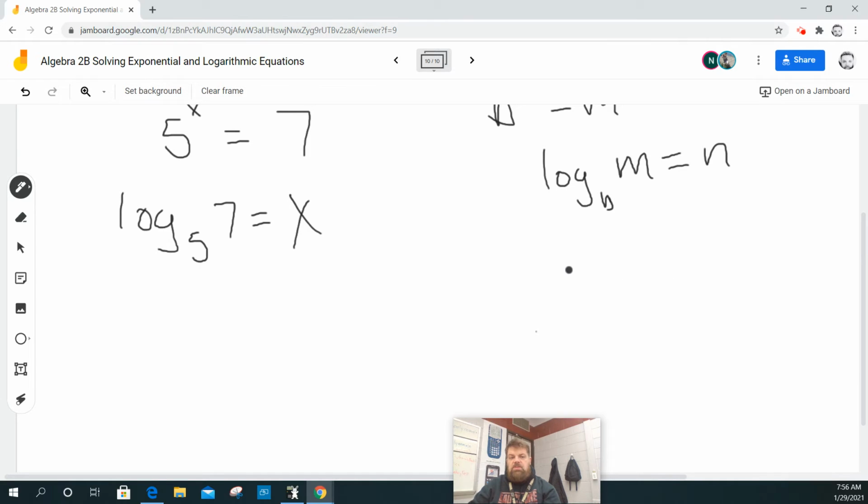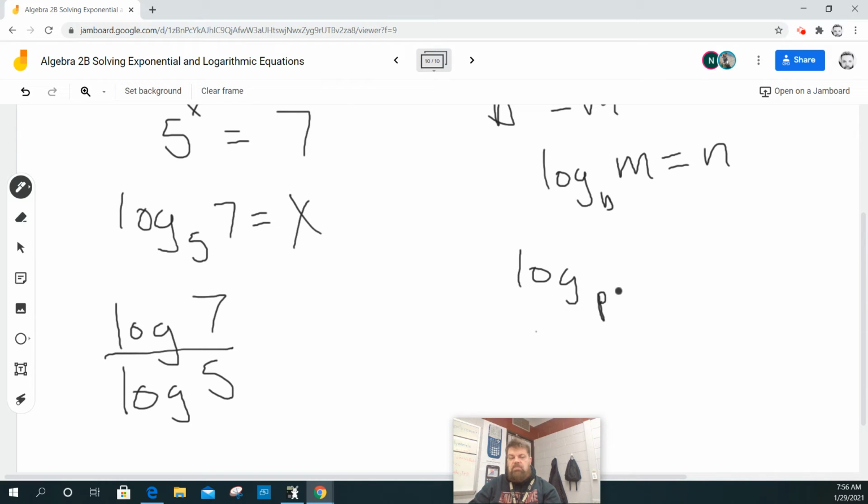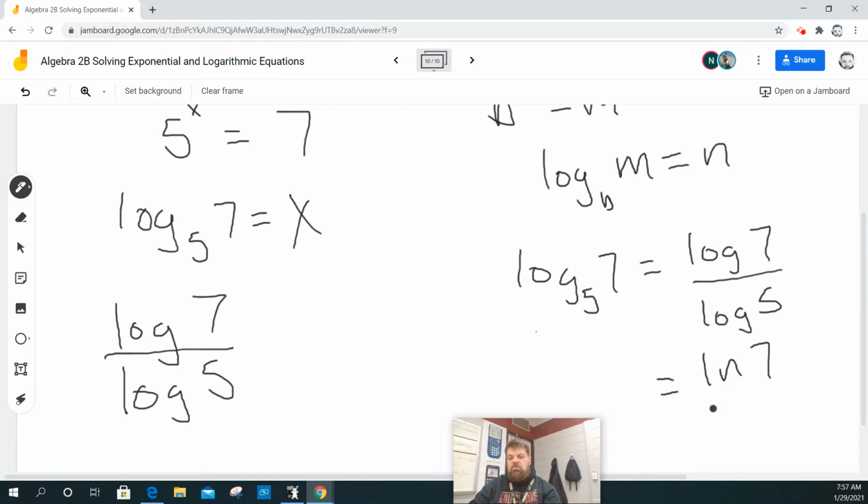So we've got to remember that there's that one property where I could rewrite this as log base 7 over log base 5. This is called a base conversion. In other words, log base 5 of 7 is equal to log base 10 of 7 over log base 10 of 5. And your calculator has a thing called the natural log, which is log base e, so the natural log of 7 over the natural log of 5. And this is what we call a base conversion.